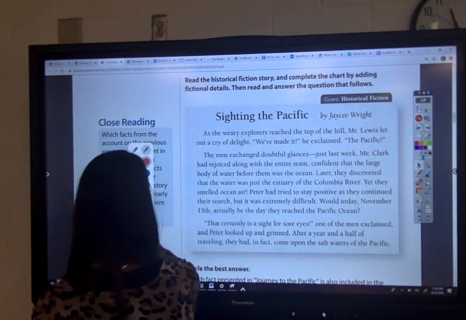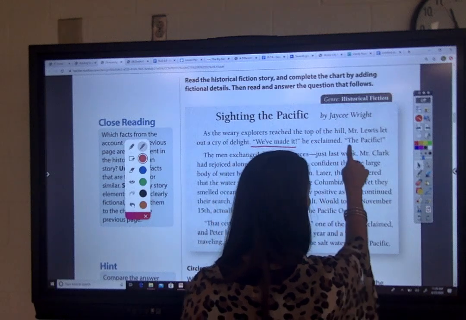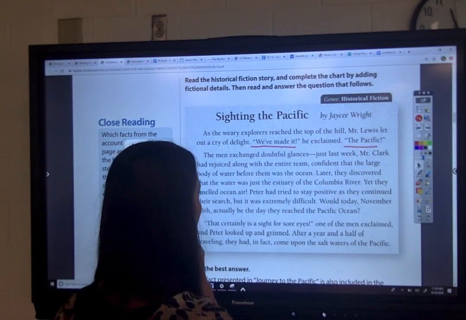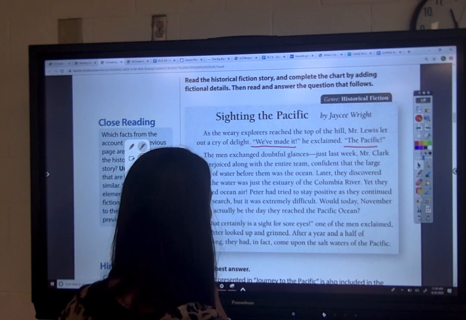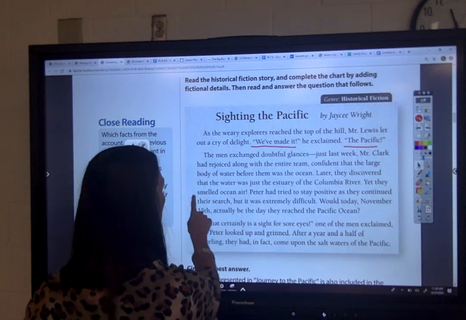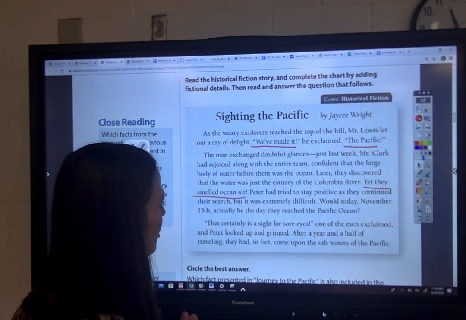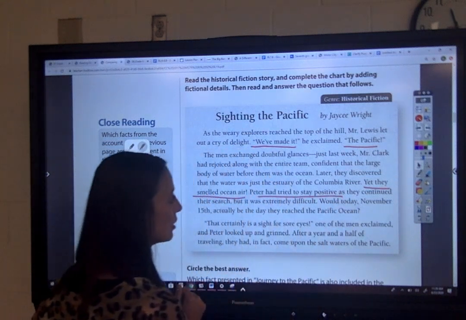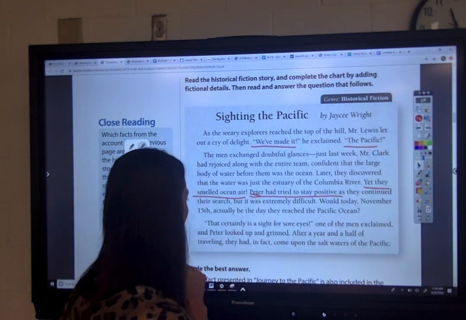Ooh, see if we can move it over. So let's look. Anything when he says any of the dialogue, that would definitely be fictional. Let's see here. This is yet they smelled ocean air. That's just an opinion. Peter had tried to stay positive. That's his opinion. Peter is the make-believe character, so that's going to be fake.